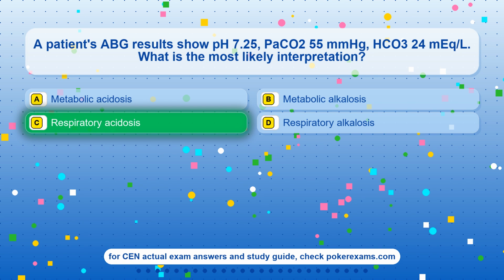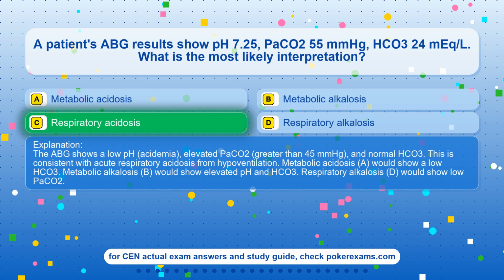Respiratory acidosis. The ABG shows a low pH, acidemia, elevated PaCO2, greater than 45 mmHg, and normal HCO3. This is consistent with acute respiratory acidosis from hypoventilation. Metabolic acidosis, A, would show a low HCO3. Metabolic alkalosis, B, would show elevated pH and HCO3. Respiratory alkalosis, D, would show low PaCO2.